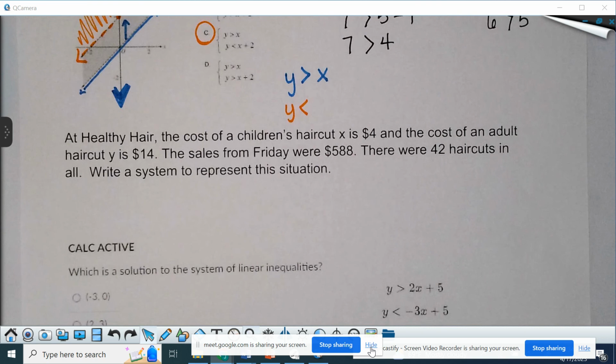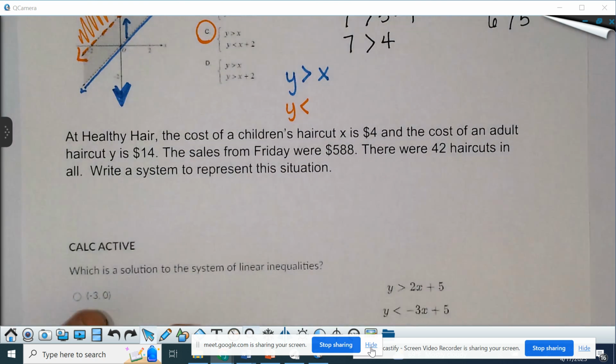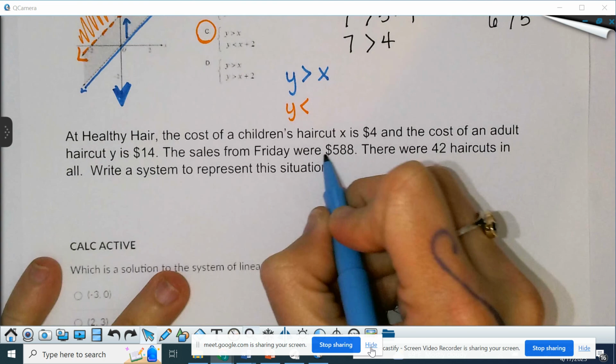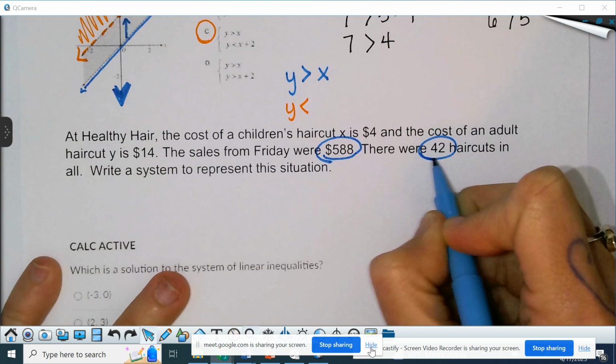Okay, what are the two totals? There's always going to be two totals when they're in this format. When they're in their standard form format, what are the two totals they gave us? Exactly. So we have total money and total haircuts, right? So we know we can get this far.